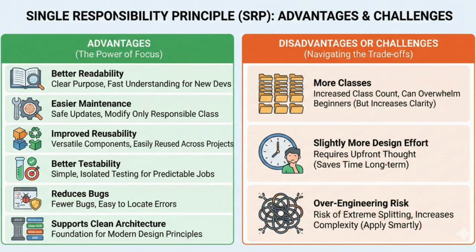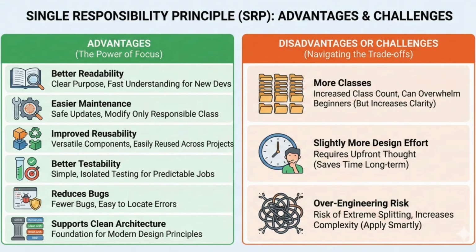SRP in APIs. Even in APIs, SRP plays a key role. We should always separate: controller logic handles requests and responses, business logic handles real operations, data access logic interacts with the database. This separation keeps APIs organized, readable, and easy to maintain.